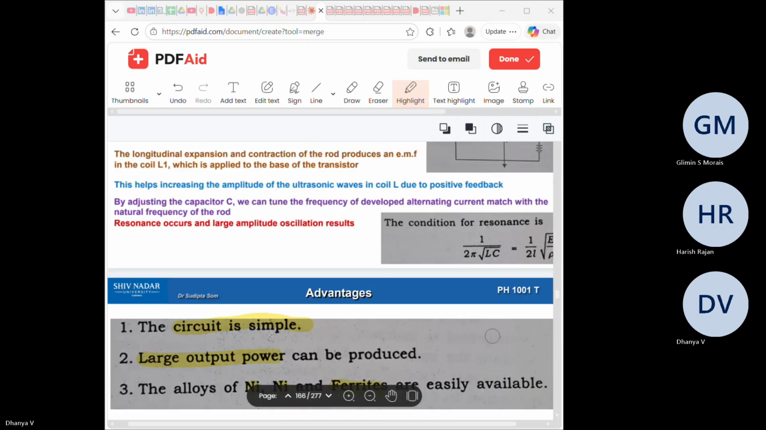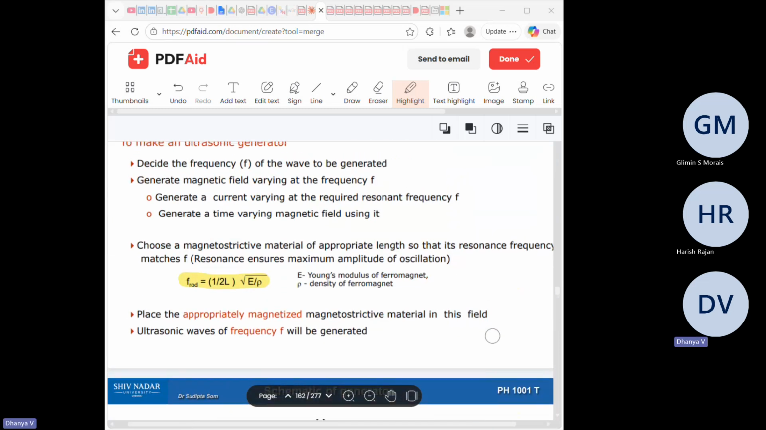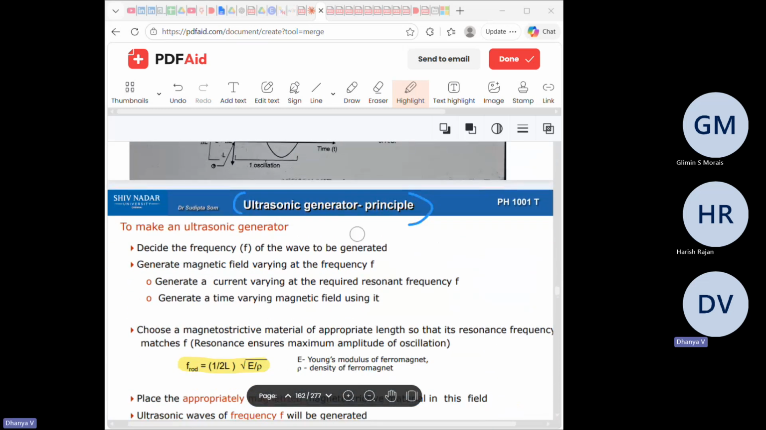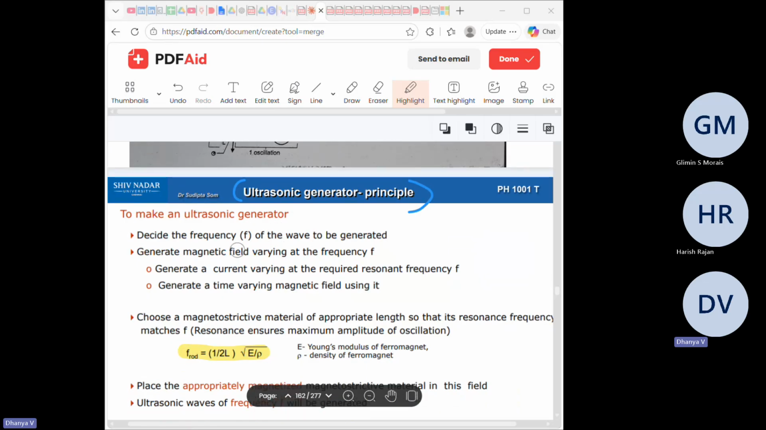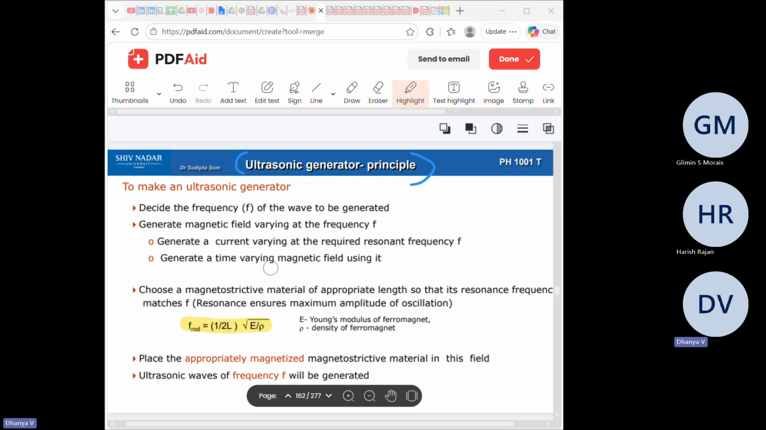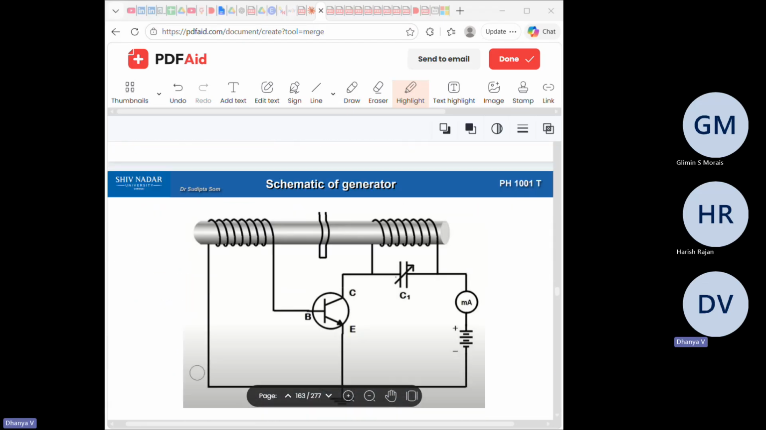So give a gist about this. Your ultrasonic generation principle: you decide on the frequency, you hence decide on the magnetic field that you require to generate that frequency, and then you choose your appropriate magnetic material. Usually, it involves nickel and ferrite, which is commonly available. So that is your advantage also. So hence you generate your ultrasonic waves of frequency f.